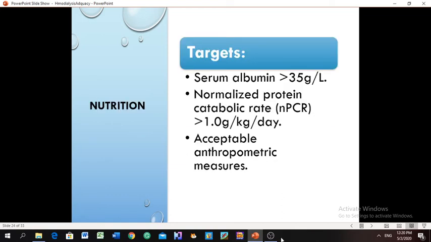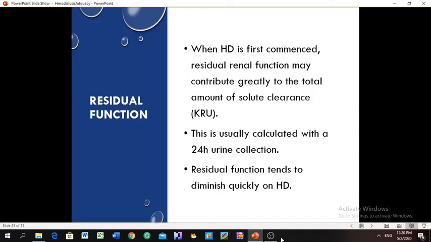Nutritional targets. Serum albumin should be more than 35 grams per liter. Normalized protein catabolic rate should be 1 gram per kg per day. Acceptable anthropometric measures. Residual renal function. When hemodialysis is first commenced, residual renal function may contribute greatly to the total amount of solute clearance. This is usually calculated with a 24-hour urine collection. Residual renal function tends to diminish quickly on hemodialysis treatment.